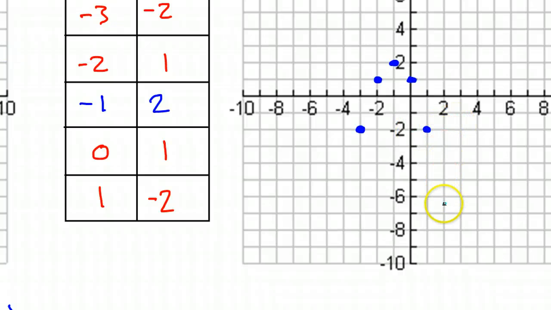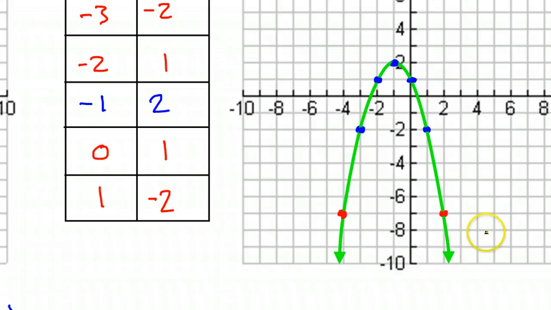Okay, 2, negative 7. Alright, please include these extra values. Always graph as many as will fit. It makes your graph more accurate and easier to draw. Okay, so now this is plenty of values to draw the parabola. So let's go ahead and do that now.